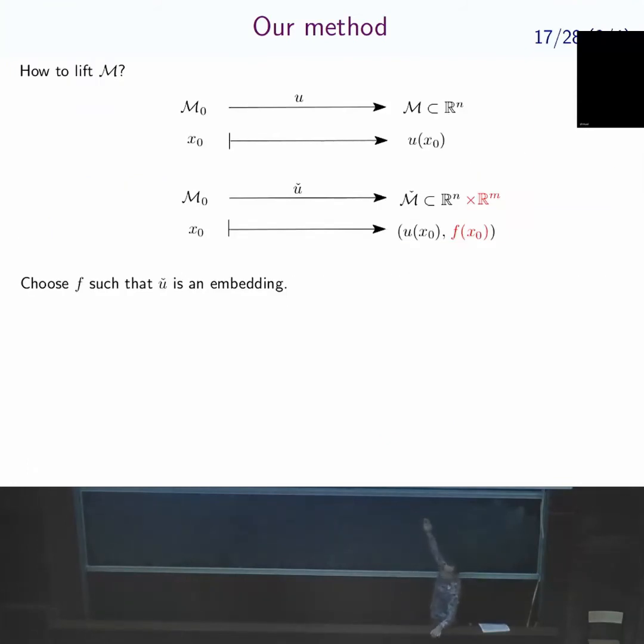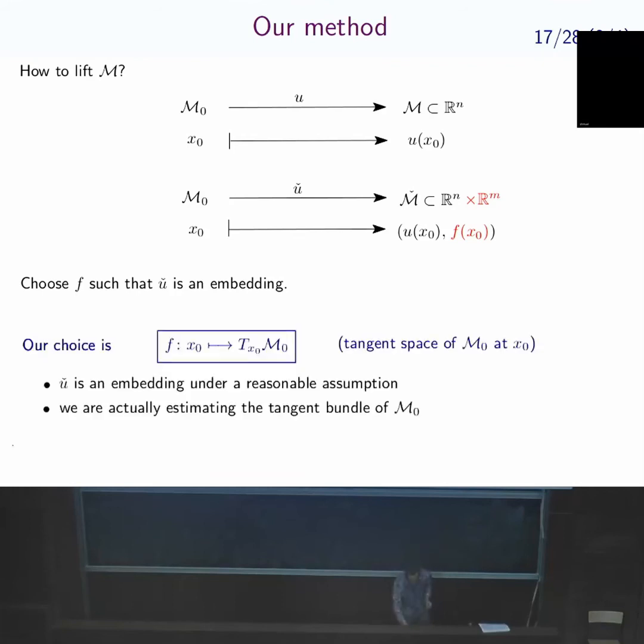So U is the immersion. We will consider a new map, U check, which goes into R^n times R^m. So I add m dimensions to my space. And I want to design a map, F, such that U check is an embedding. And our choice for F is the tangent space map. So to each point x0 of the abstract manifold, it maps the tangent space of this manifold at x0.